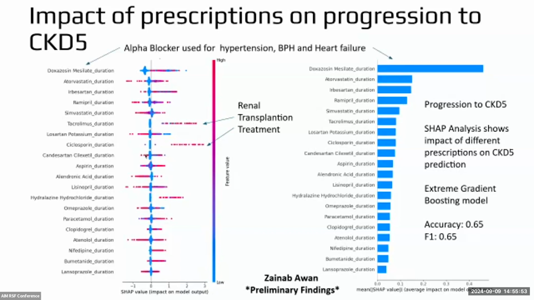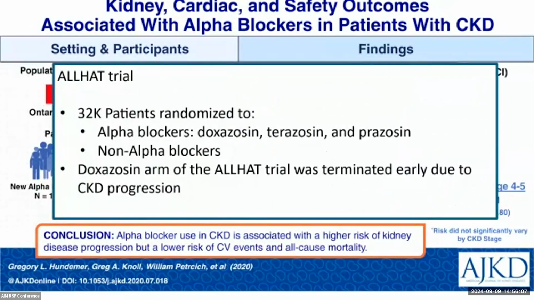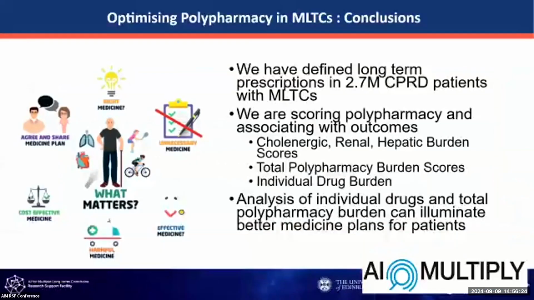But the drug at the top is an alpha blocker that's used for hypertension and heart failure and other diseases. This drug recently was tested in a large clinical trial and was shown to actually progress kidney disease, so that the trial arm with that drug was actually stopped. So it shows that by looking at GP data, we can actually find outcomes that large clinical trials are needed to find otherwise. So I will end there.